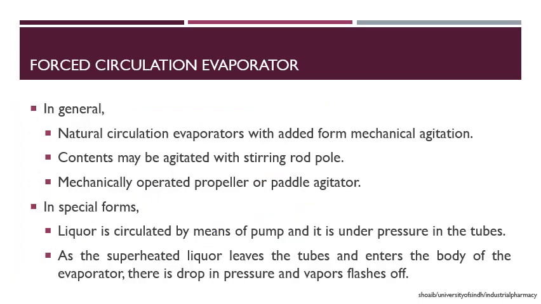Now the last major category of the evaporators is the forced circulation evaporators. There may be two forms of the forced circulation evaporators. Generally, in the first form, an agitator is used for movement of the fluid that is required to be evaporated. So circulation is provided through a propeller maybe. So these are the natural circulation evaporators with an added form of mechanical agitation.